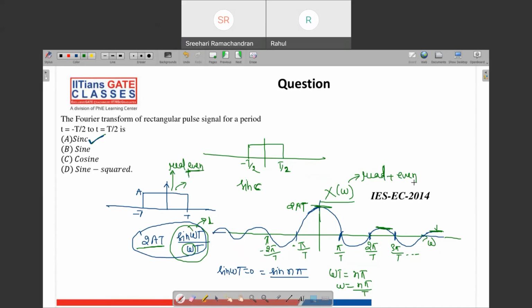Since it is real, it will not have any phase term, or in other words you can say that its phase is always equal to 0. That's why it doesn't have any phase term. Does anyone have any doubt till this point?